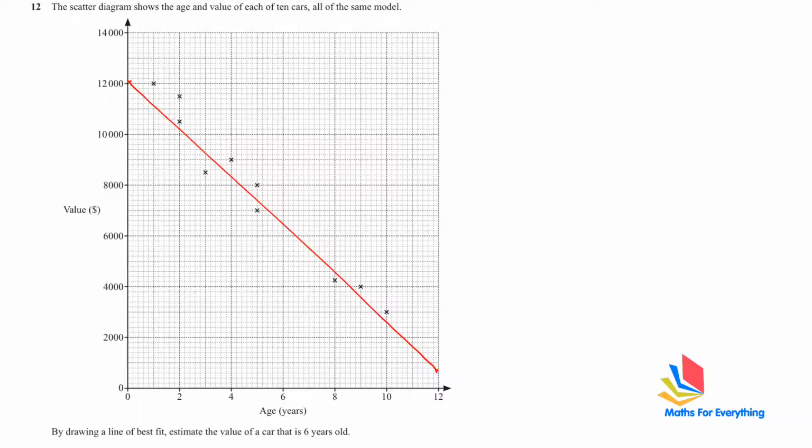So this is the line of best fit, and now we have to find the value of the car that is 6 years old. This is 6 and the corresponding value is 6,400. If you have a range between 6,400 to 7,400, your answer is accepted.